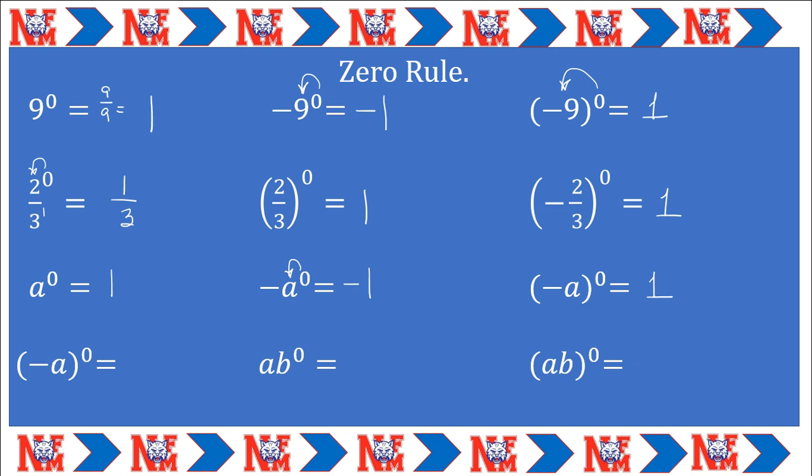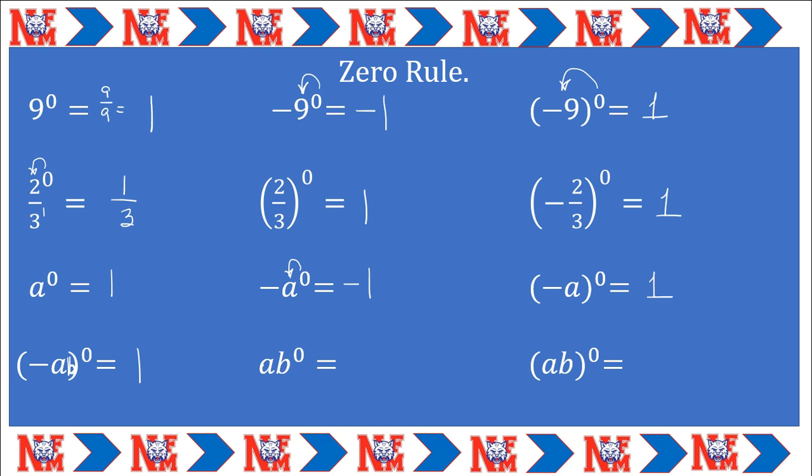In this example, oh, this is exactly like the last one. I think what I meant to do is we were supposed to have AB. So let's do this. This should be negative AB raised to the 0, and we're going to get positive 1.